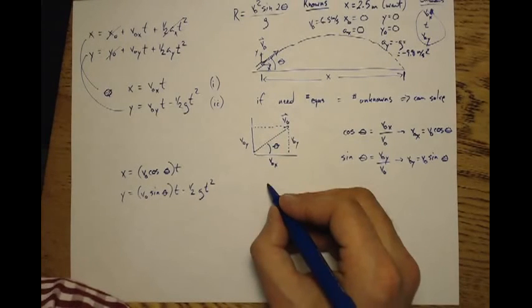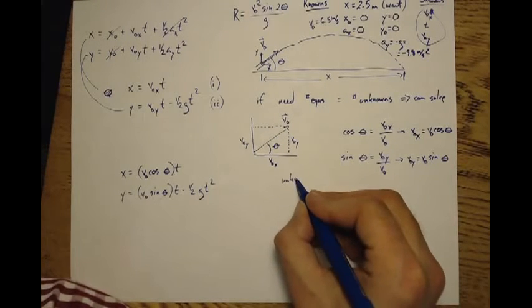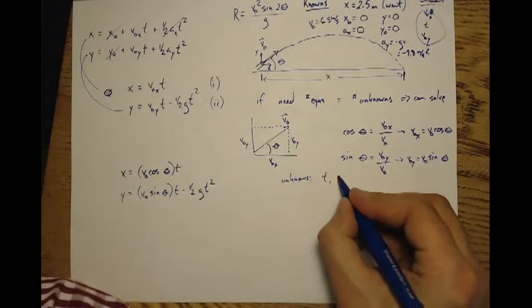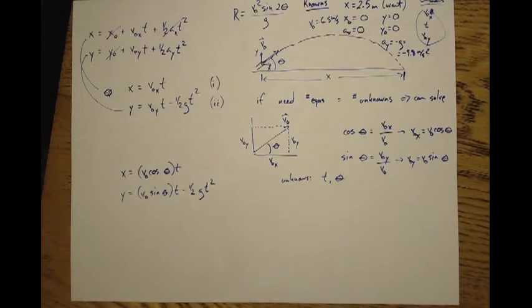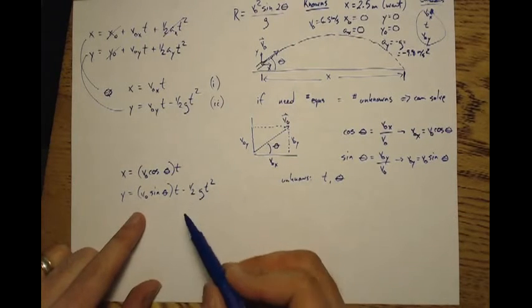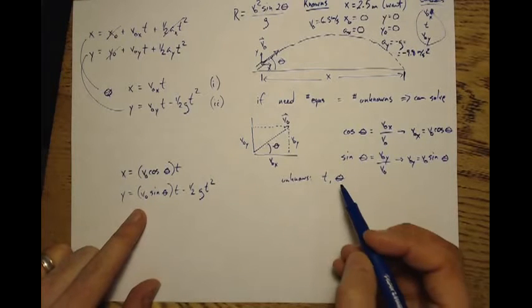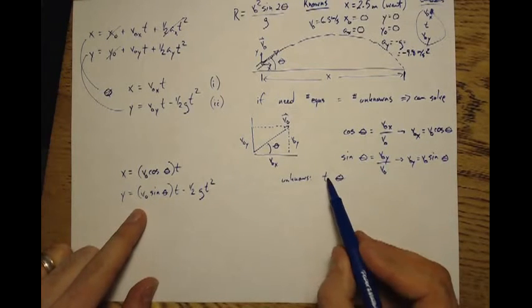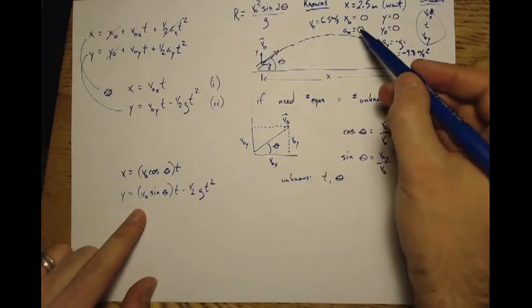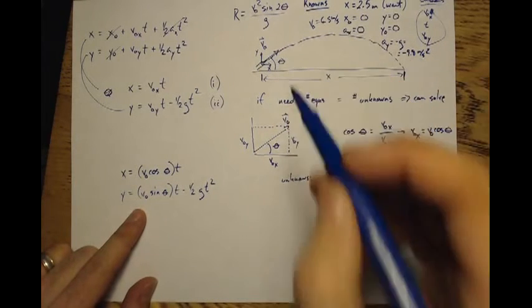So I've got two new equations. Unknowns are time and theta. So I can solve in principle. Okay, so now what do we do? Well, here's a strategy. You want theta. You don't really care about the time right now. The question's not asking you how long is the water in the air. It's asking you what angle do you want.